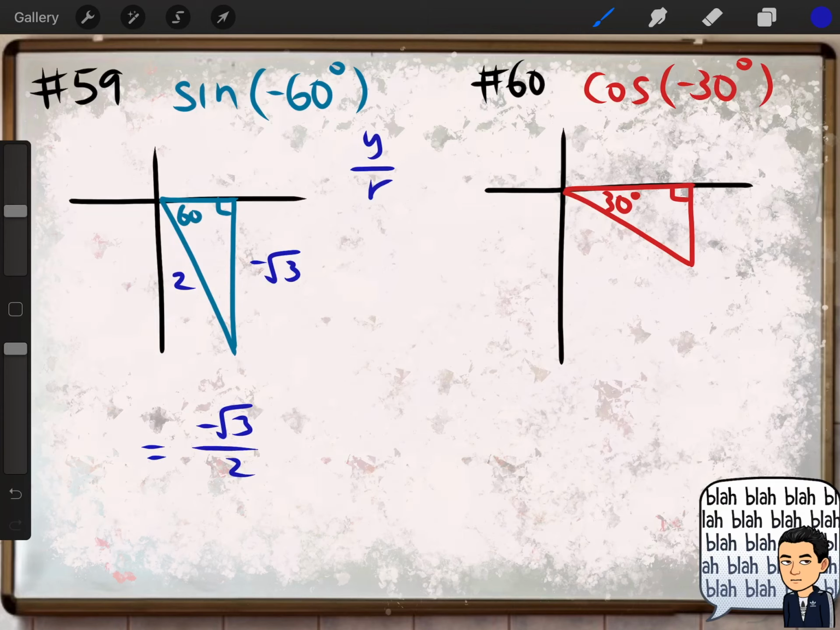Okay, so negative 30 degrees is going to be another clockwise. We know that this is cosine, so it's going to be x over r. So just label r as 2, and then x is going to be rad 3. So in this case, it's going to be rad 3 over 2 for the cosine of negative 30 degrees.